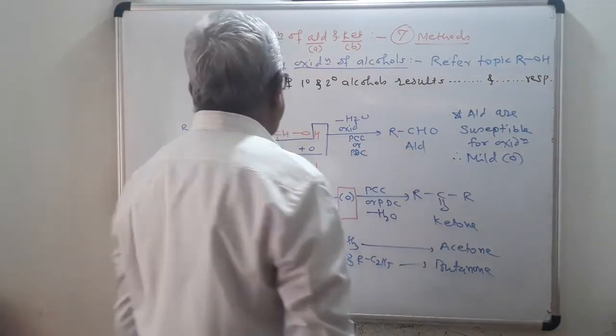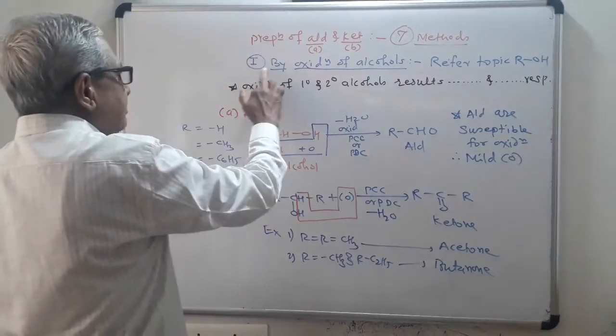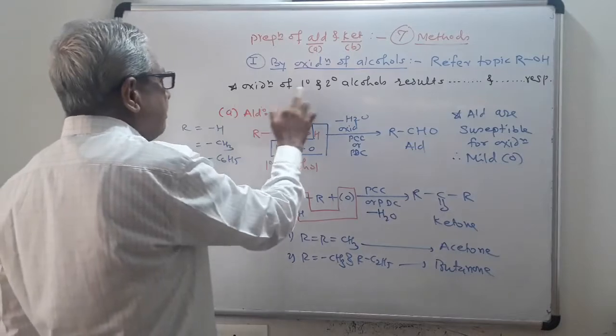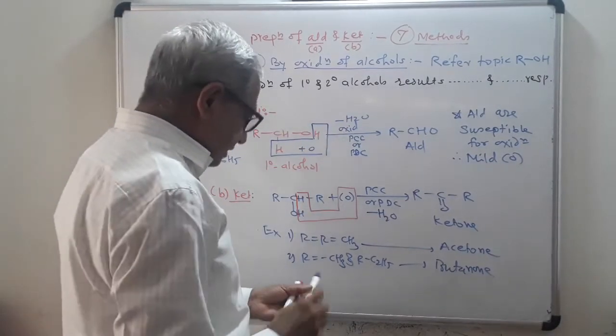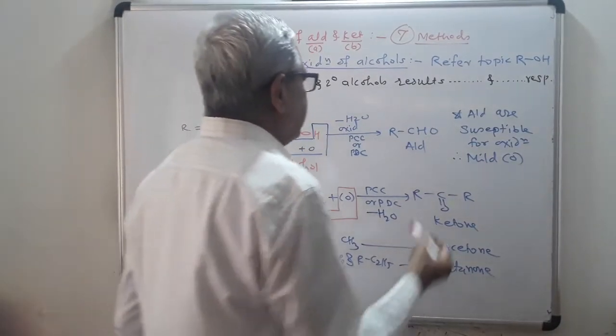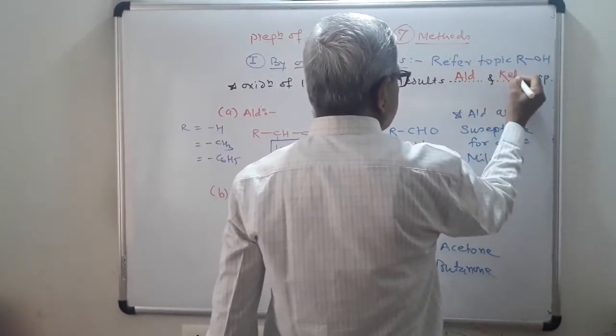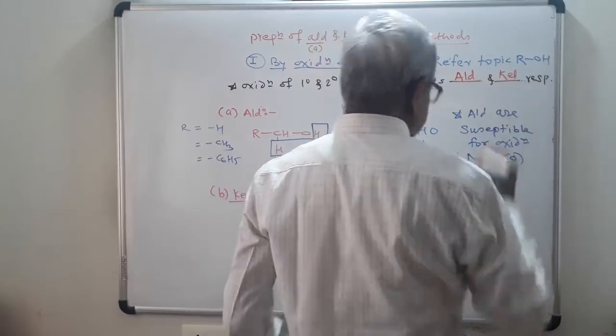Now, this is the important point here. First method, by oxidation of alcohol, and see the important question: oxidation of primary and secondary alcohol results in dash dash. Answer is aldehyde and ketone respectively. So this is the important point here.